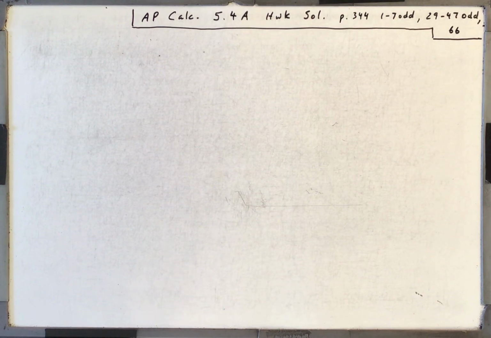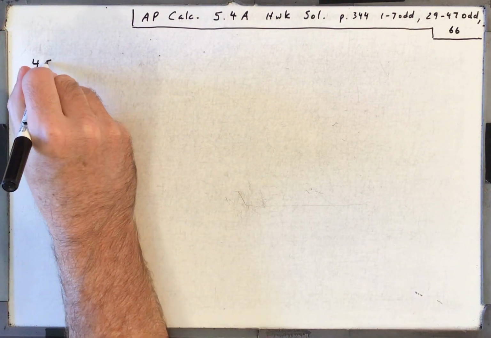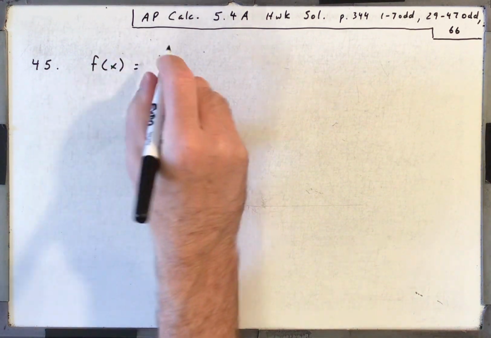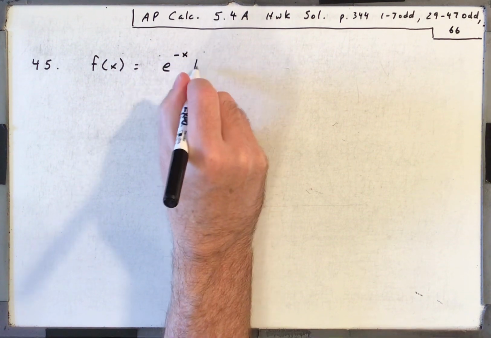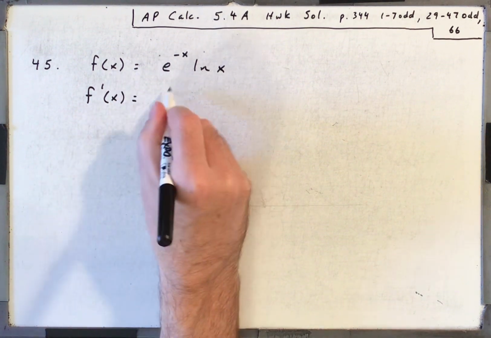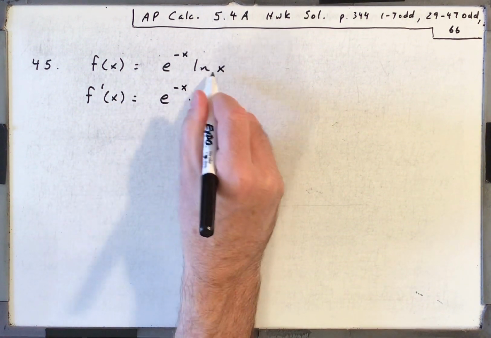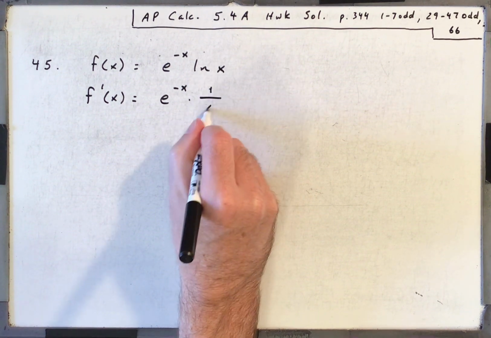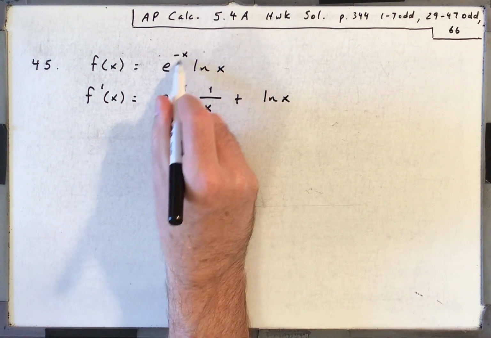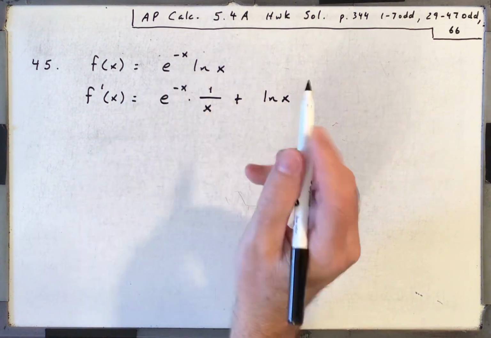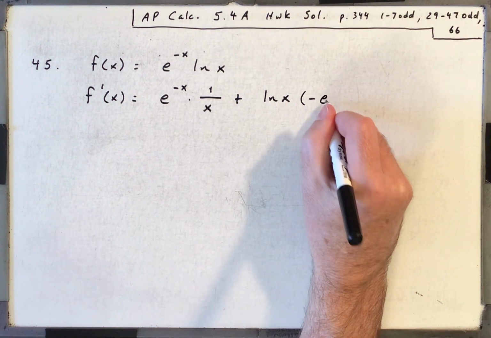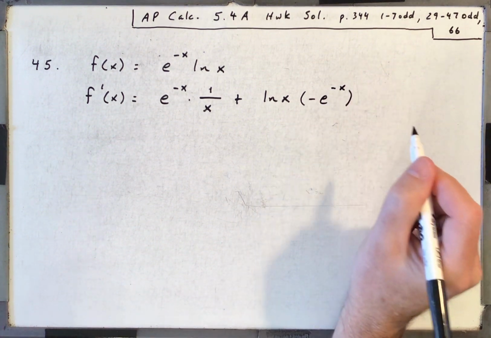Let's go to 45. So 45, we have f of x is equal to e to the minus x times the natural log of x. This will be a product rule. So it's the first, e to the minus x times the derivative of the natural log of x, that's 1 over x, plus the second, natural log of x times the derivative of the first, which would be e to the minus x times negative 1. So that's times minus e to the minus x.